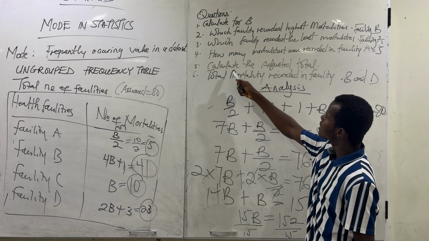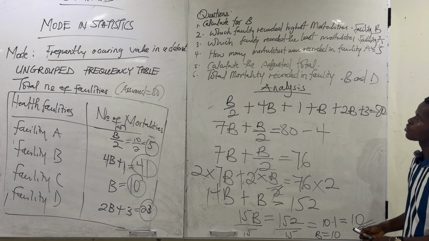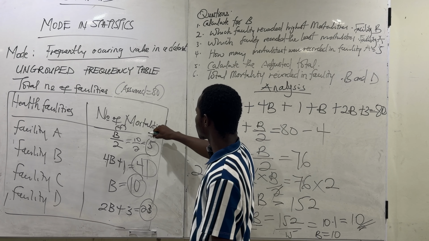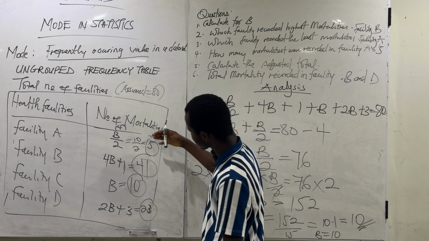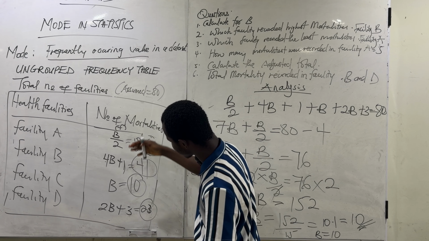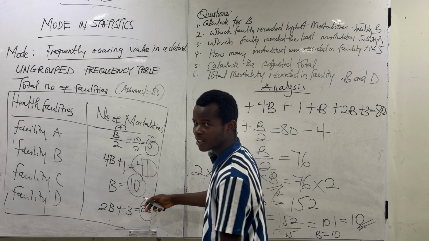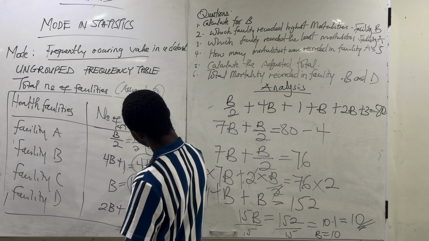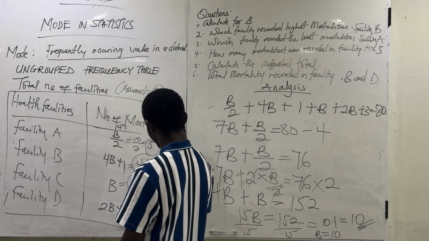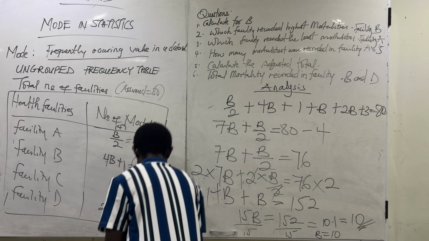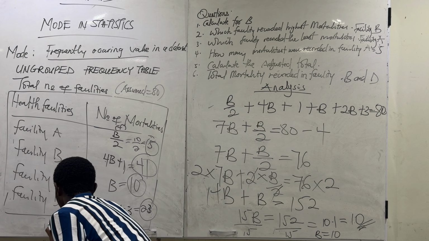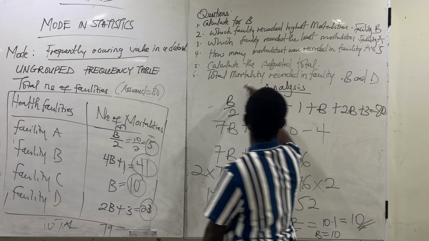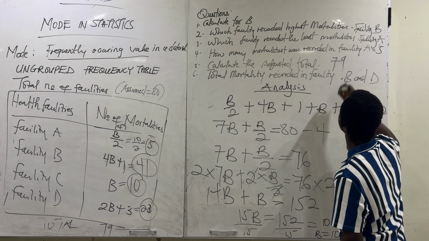And question 5, calculate the adjusted total. So the adjusted total is the summation of the frequencies we've calculated, which is 5 plus 41 plus 10 plus 23. So 5 plus 41 is 46, 46 plus 10 is 56, 56 plus 23 is going to give us 79. Therefore, the adjusted total is 79.